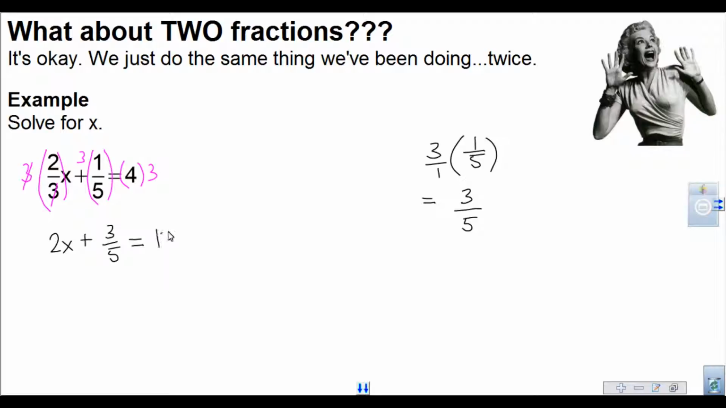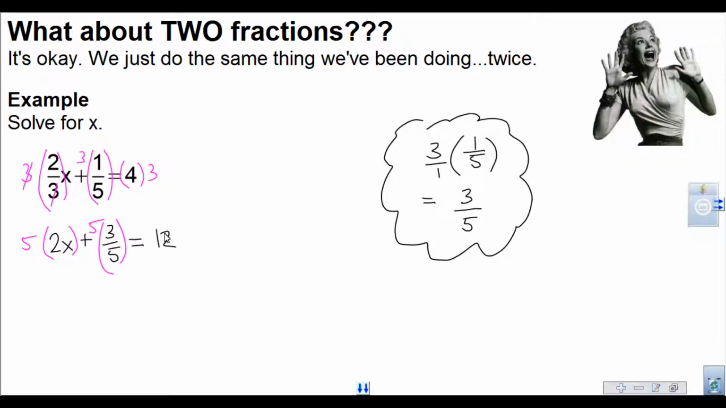And that's equal to 4 times 3 is 12. Okay, that's a little side work. All right, so after that, we have just gotten rid of one fraction. We still need to get rid of the other one. So we're going to do the same thing because 5 is the denominator now that we want to get rid of. We're going to multiply everything by 5. That way these 5's will divide out, and we're going to multiply to see what's left. So 5 times 2x is 10x plus 3 equals 60.